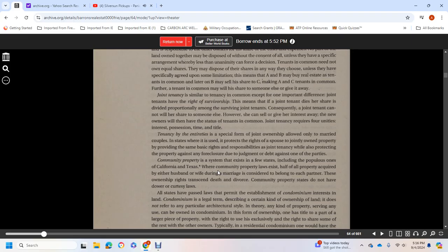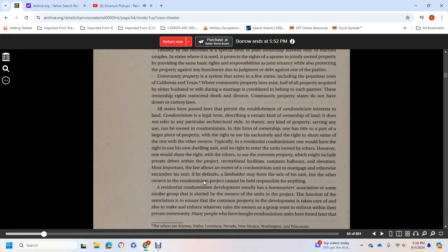Community property is a system that exists in a few states, including the populous ones of California and Texas, where community property law exists. Half of the property acquired by the husband or wife during the marriage is considered to belong to each partner. These ownership rights transcend death and divorce. Community property states do not have dower or courtesy laws. All states have passed laws that permit the establishment of condominium interests in land.